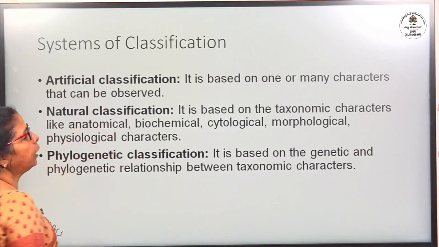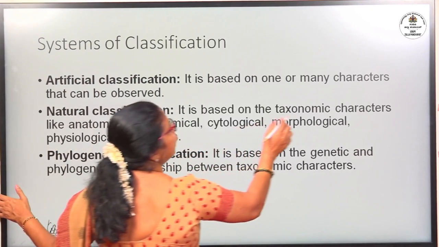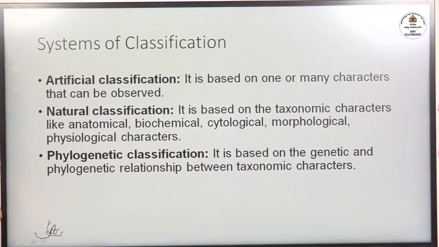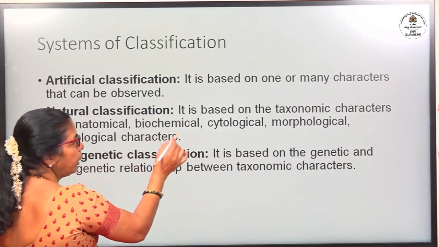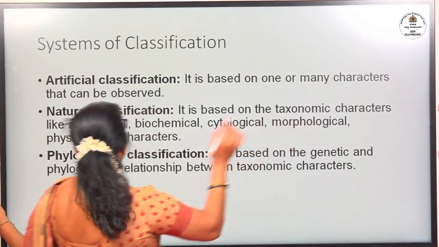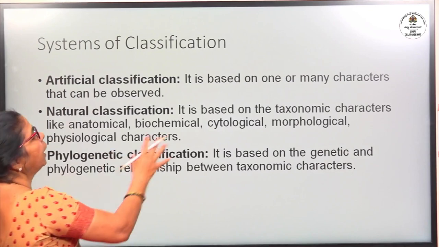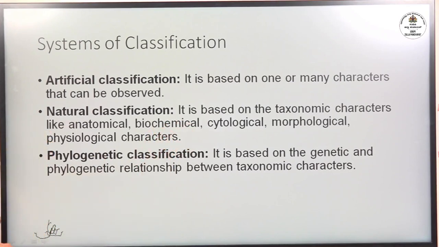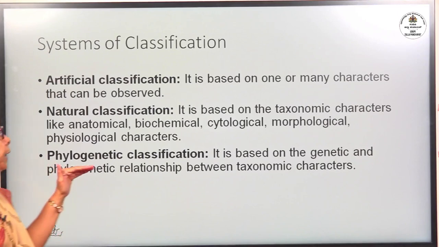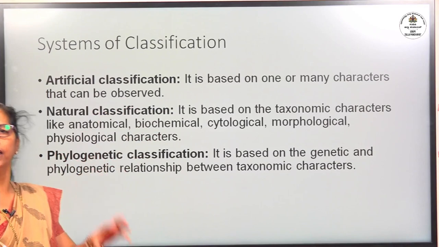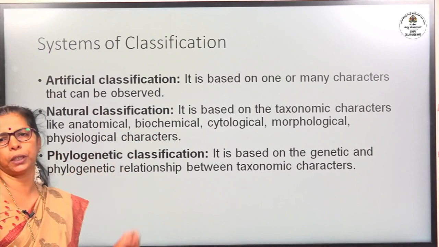Natural classification uses taxonomical characters like anatomical, biochemical, cytological, morphological and physiological characters. So along with external features, internal features were considered, and with that they classified. An example of such a system is Bentham and Hooker's classification, which is an example of natural classification. Phylogenetic classification, with all these characters, also considers evolutionary relationships.